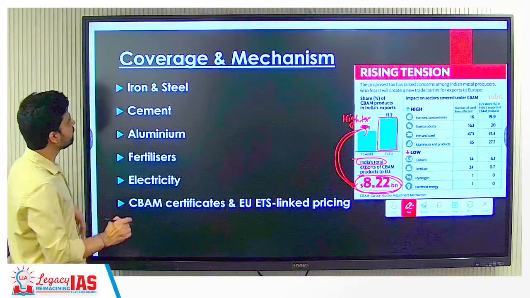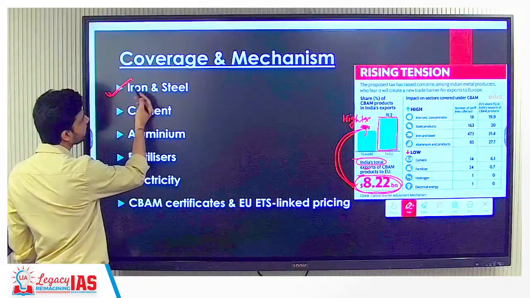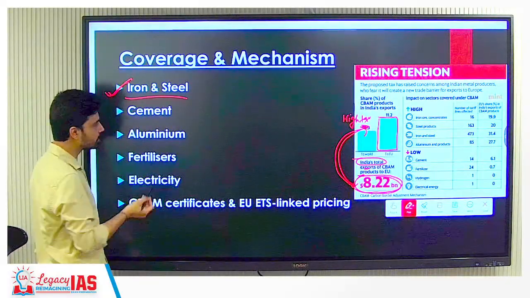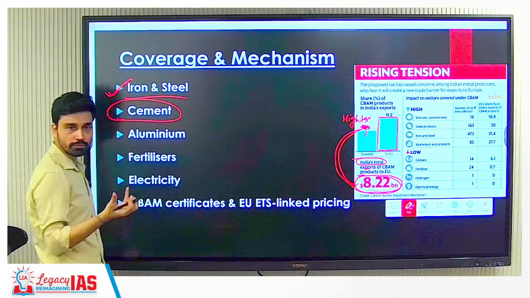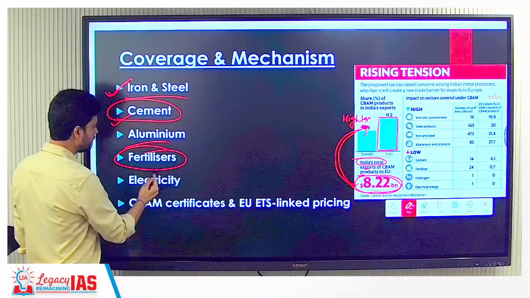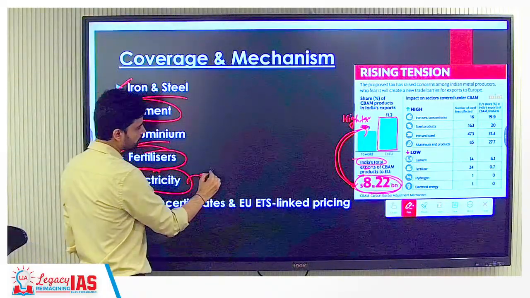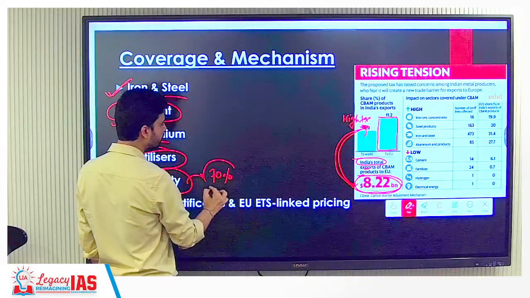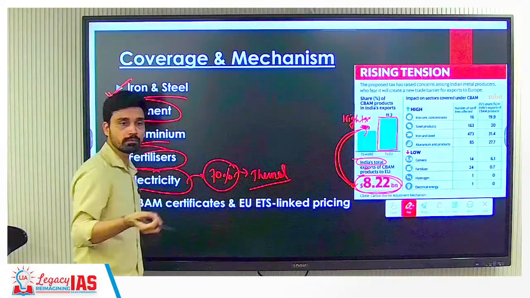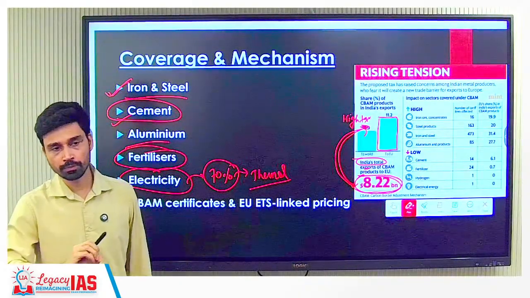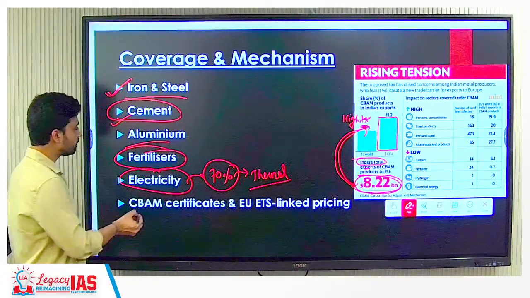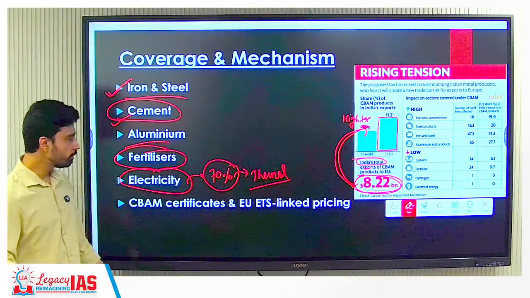So which sector is most vulnerable? The sector where you have massive use of fossil fuel, such as what we have seen, iron and steel. Sectors which emit large volumes of greenhouse gases, such as the cement sector, aluminium smelting sector, fertilizer sector. Electricity in India, because you know that 70% of the electricity that we produce in India is produced from which kind of power plant? The answer is thermal power plant. It is running on burning of fossil fuels, producing carbon dioxide. Acha, we are not exporting electricity to the European Union. So why are we mentioning electricity here?